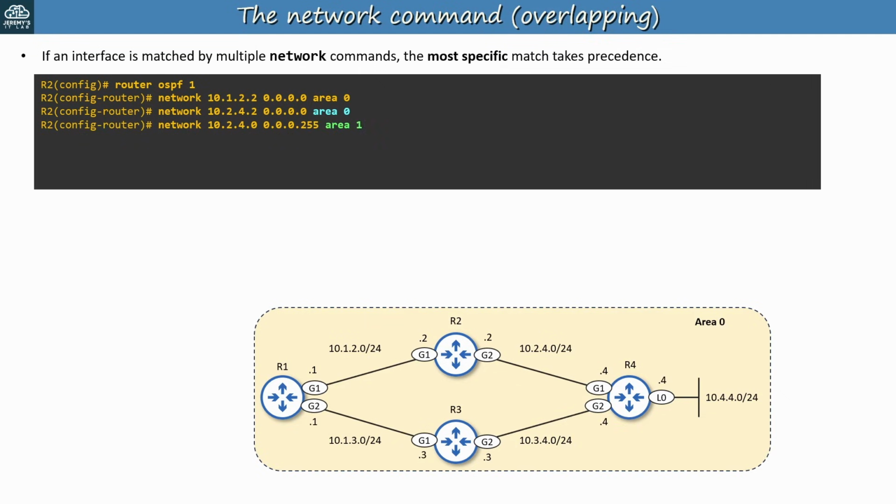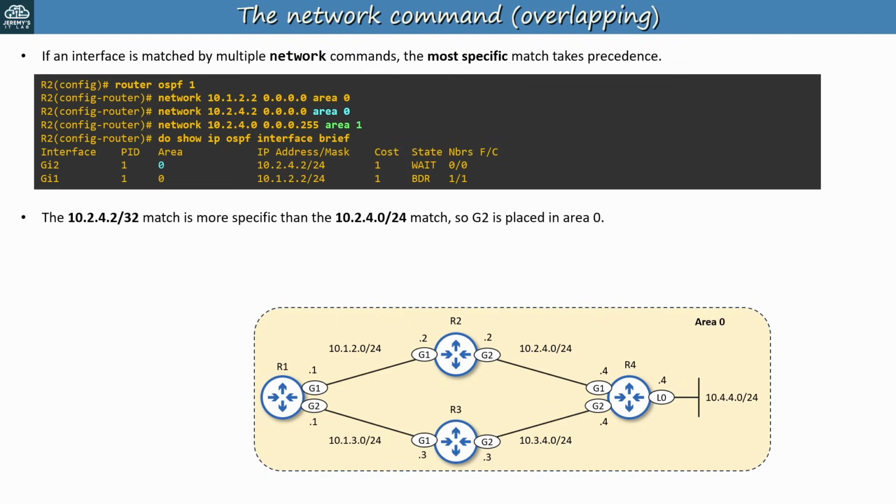Then I configured another network command, network 10.2.4.0, 0.0.0.255, area 1. Both the second and third commands match G2's IP, 10.2.4.2, but each command specifies a different area number. Let's see which command takes precedence and determines the interface's area. As you can see here, the interface is in area 0.